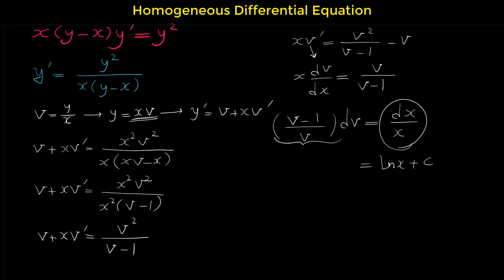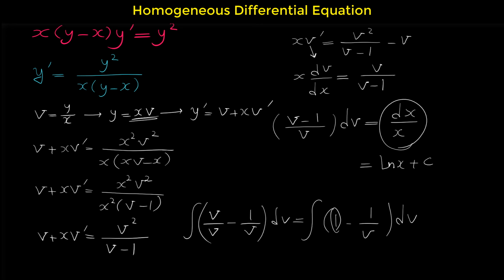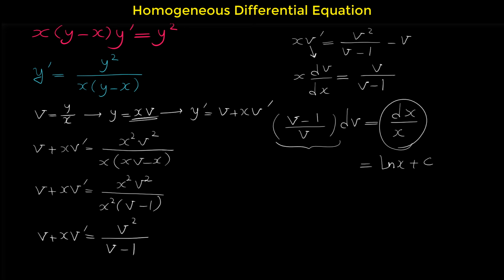For finding the integral of v minus 1 over v, note that we can write it as v over v. We separate numerator by denominator: v divided by v minus 1 over v. This is the same expression as here. V over v is 1. So we have 1 minus 1 over v. Integral of 1 dv is v, and integral of 1 over v is ln of v. So the integral of this equals v minus ln of v.